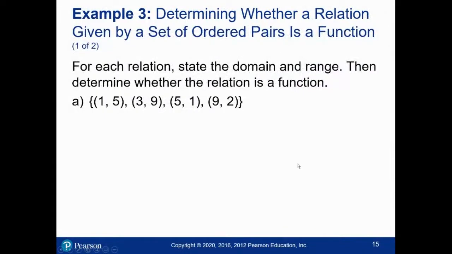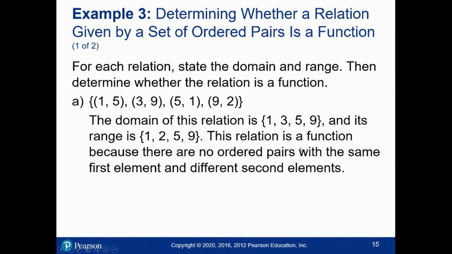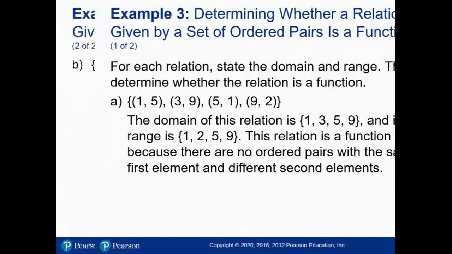Okay, how about this? Now we don't have a nice picture. Is this a function? So first let's look at what the domain is. The domain, remember, is the stuff that is on the first coordinate, 1, 3, 5, 9, and the corresponding range, 5, 9, 1, 2, which the book has simply written in increasing order. It is a function, and we can see this nicely by drawing it. 1 gets sent to 5, 3 gets sent to 9, 5 gets sent to 1, 9 gets sent to 2, and every input has a unique thing that it's sent to. This is a function. Okay.